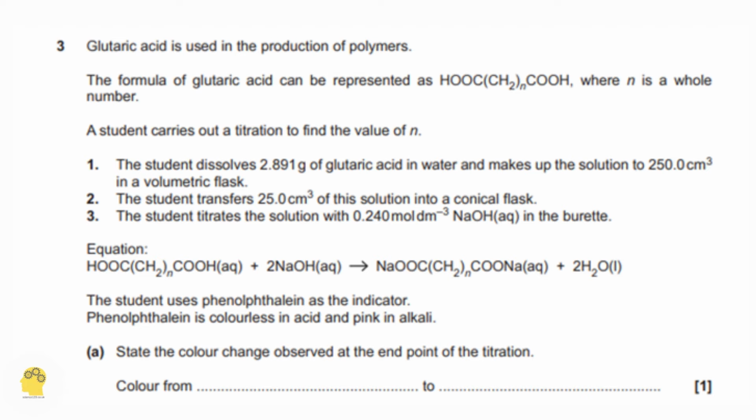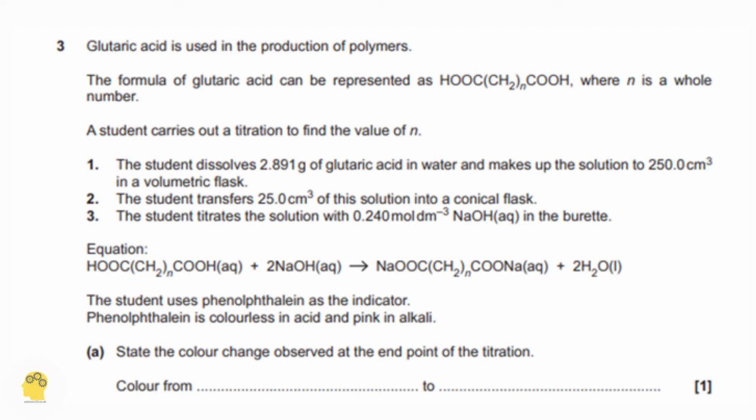So then you're going to carry out a titration, but clearly not with all of that solution, just going to use a portion of it, 25 centimetres cubed, which you would measure out with a pipette. And then that's going to be titrated with sodium hydroxide solution. So there'll be a neutralisation reaction.